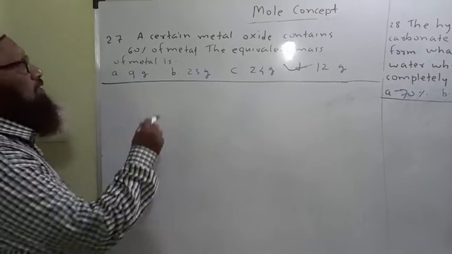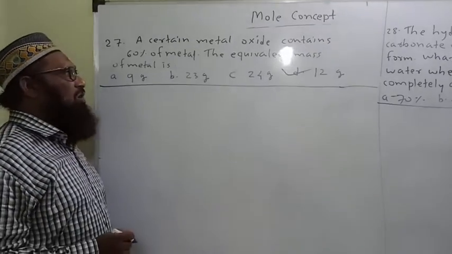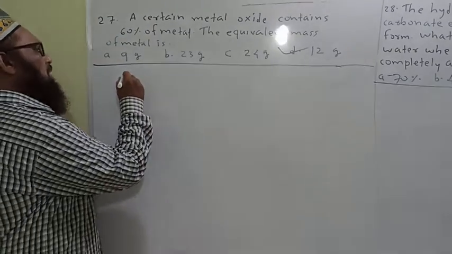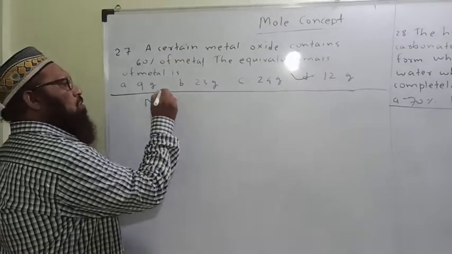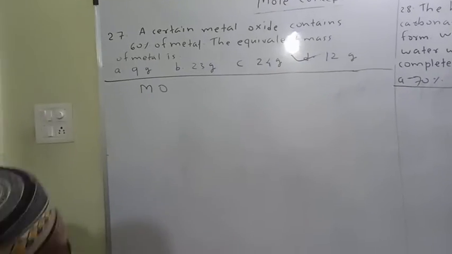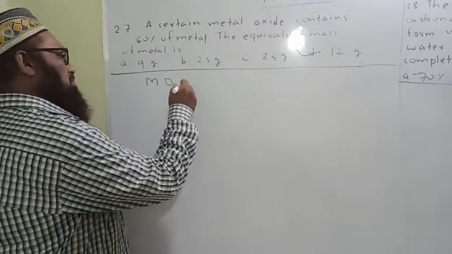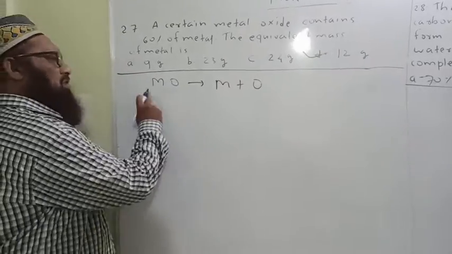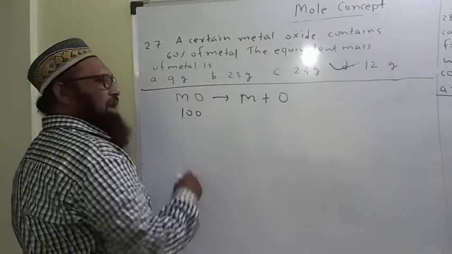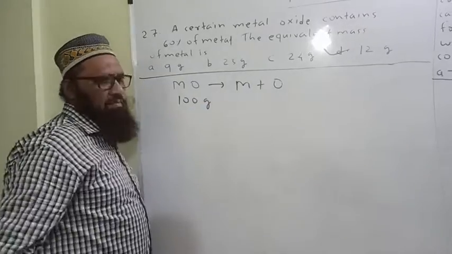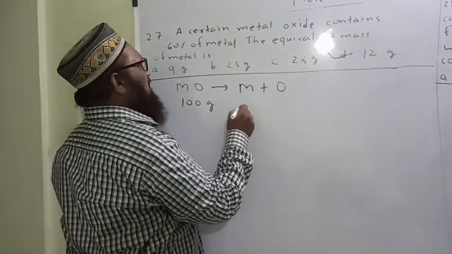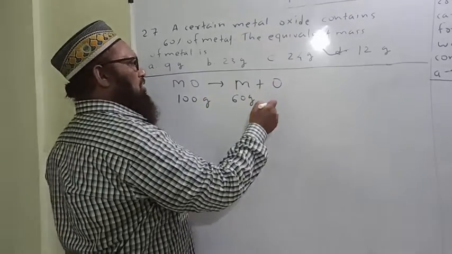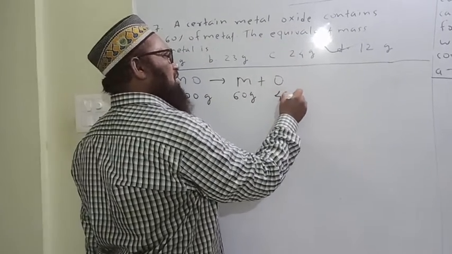Question 27. A certain metal oxide contains 60% of metal. The equivalent mass of metal is. Now look here, metal oxide, MO. M is metal, O is oxygen, made up of metal and oxygen. Total percentage of metal oxide we have to contain here 100% is equal to suppose 100 gram. Metal contains here 60% means 60 gram. Remaining is of oxygen, that is 40%. Let us consider here 40 gram.